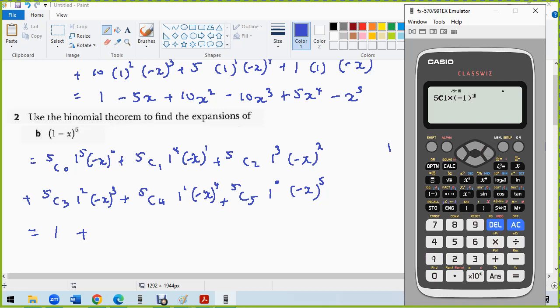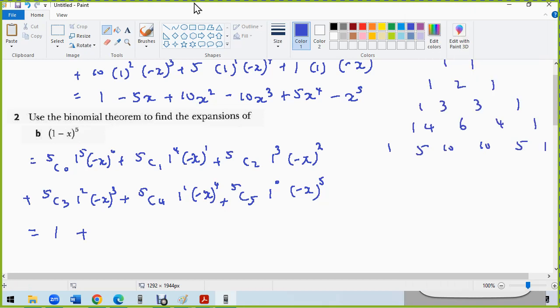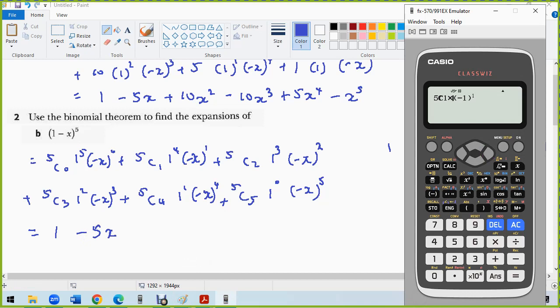Okay, the 1 power 5, 1 power 4 is always 1. 1 power 2, any value will be 1. Okay, so it's negative 5. So it's negative 5x, and then we have the 5C2 negative 1 power 2, and it is 10.